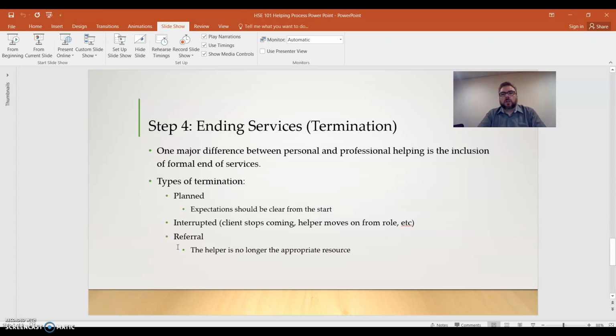Then another major difference between what we're doing as professional helpers and what we're doing as helpful people is that we have a plan for this service to end. It is a service. We are doing a job. Our relationship with a client is a professional one.